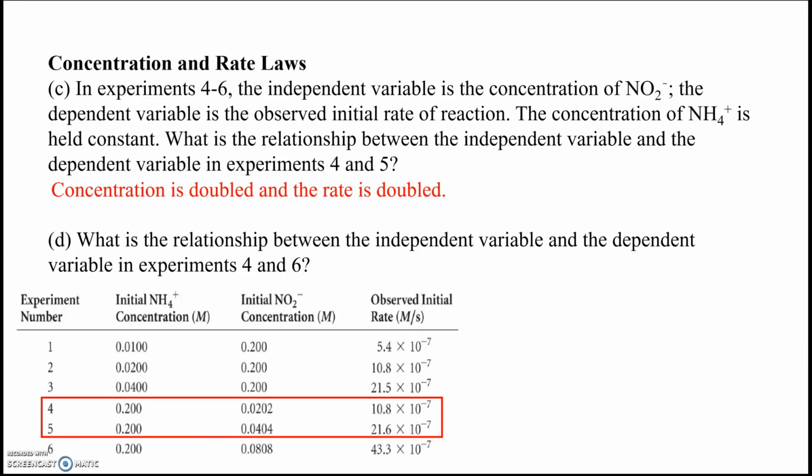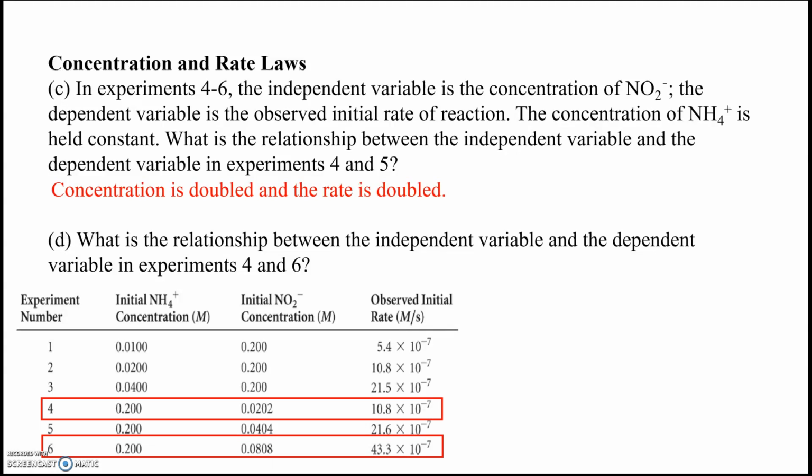Part D says, what's the relationship between the independent variable and the dependent variable in experiments 4 and 6? Well, if I look at 4 and 6, I can see that ammonium is held constant. Nitrite has quadrupled, as has the observed initial rate. So the concentration is quadrupled, rate is quadrupled.